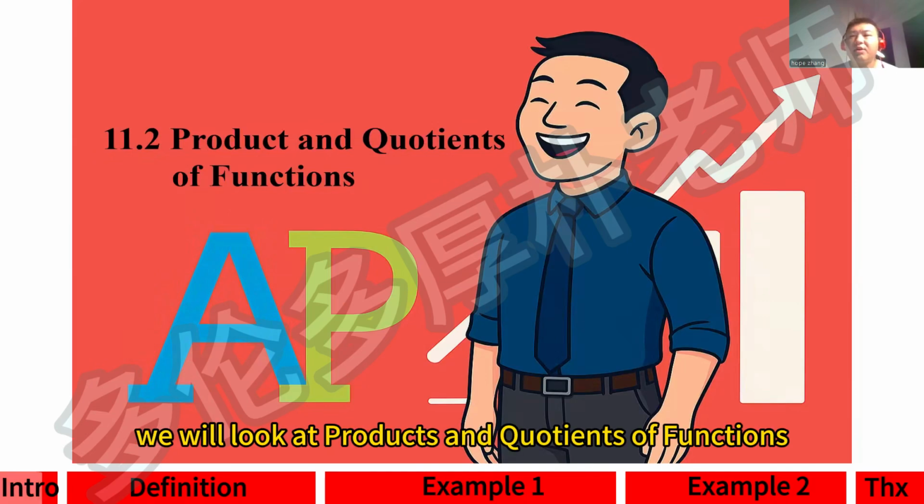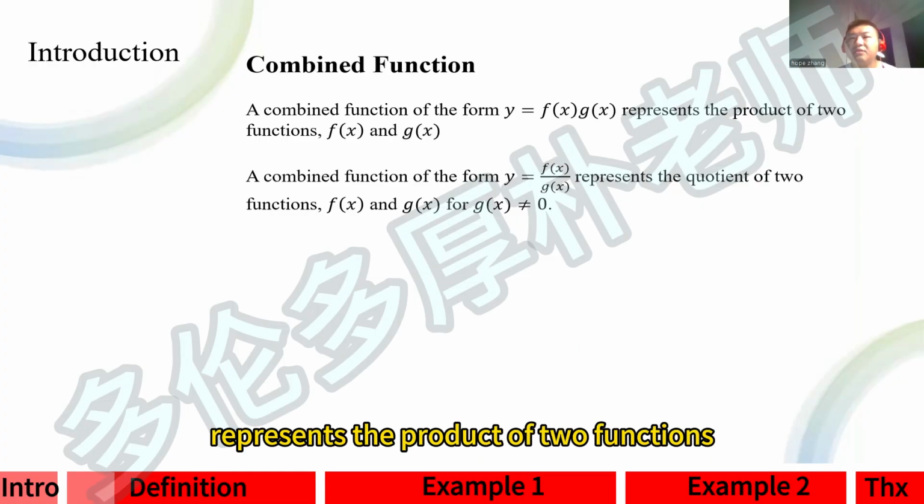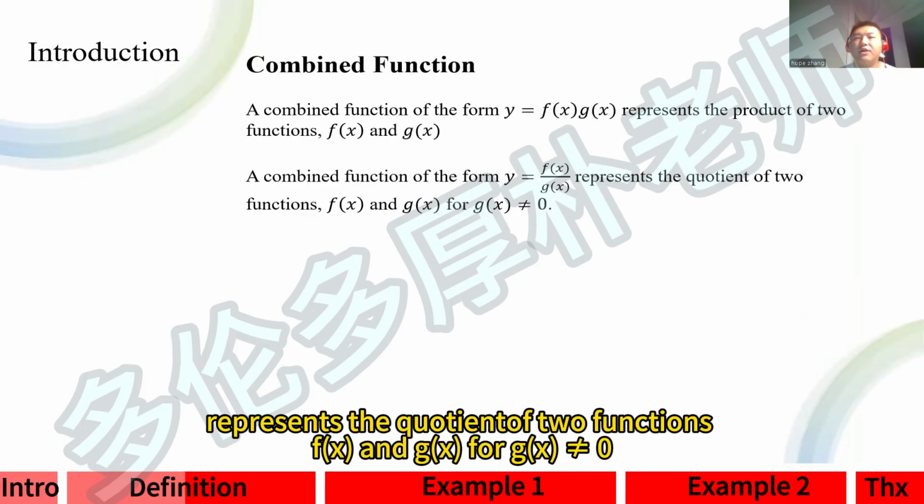Today we will look at the product and the quotient of functions. A combined function of the form y equals f(x) times g(x) represents the product of two functions, f(x) and g(x). The form f(x) over g(x) represents the quotient of the two functions, f(x) and g(x), for g(x) not equal to 0.